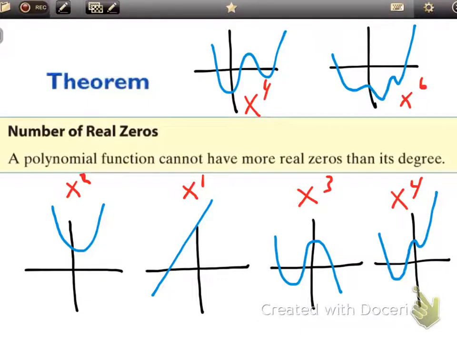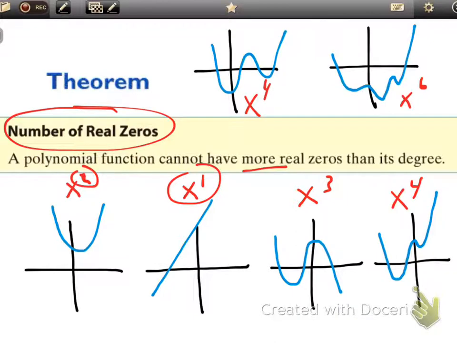So we talked about turning points, and the same thing with turning points, well, actually almost the same thing. The number of real zeros can't be more than the degree of the polynomial. So in other words, if we have a second degree polynomial, the graph of that function can't cross the x-axis more than 2 times. And a first degree, a linear function, can't cross the x-axis more than once, and it goes on and on.